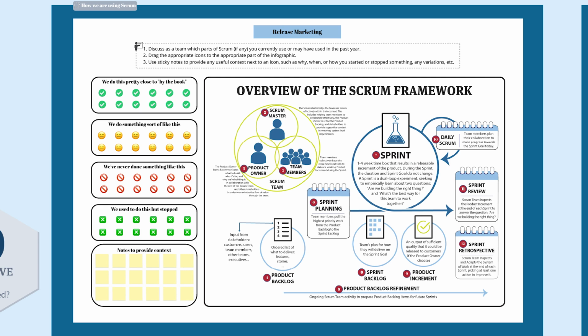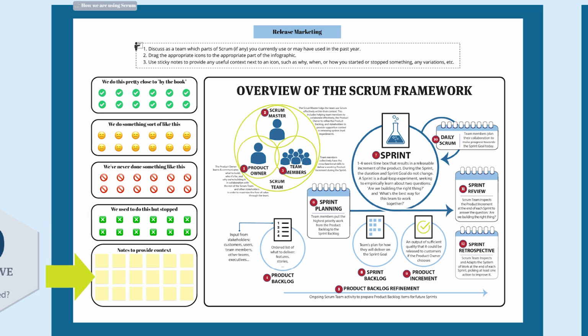And this really isn't intended to be like a checkup. Hey, are you actually doing what we trained you on? He's just curious. What are you using? So there are 4 sets of icons that teams will drag over the Scrum infographic to indicate different things. Like, we do this pretty close to by the book has a specific icon. We do something sort of like this has an icon. We've never really done this has its own icon. And finally, we used to do this, but we stopped, which has its own icon as well.